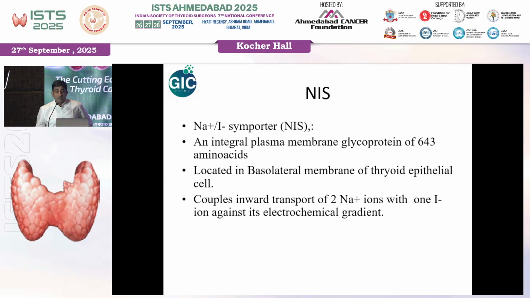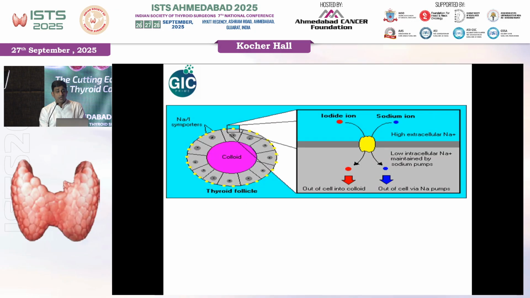In the next slides I will discuss the sodium iodine symporter. The sodium iodine symporter is an integral plasma membrane glycoprotein. It is located in the basolateral membrane of thyroid epithelial cells. It couples inward transport of two sodium ions and one iodide ion against the electrochemical gradient. This is a thyroid follicular cell. The symporter is located along the basolateral membrane, and with its help, sodium and iodide ions are incorporated within the cells.